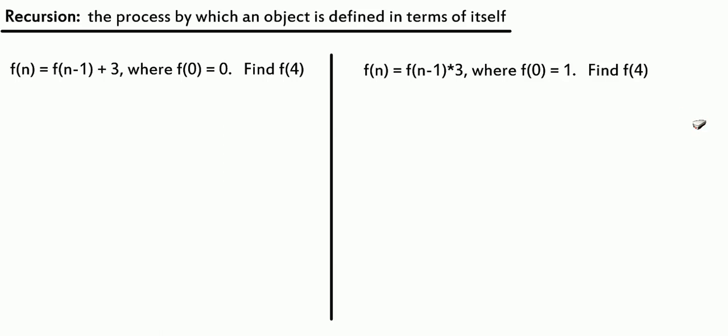Alright, in this video we're going to take a look at an important process in both math and computer science. We're going to look at recursion. Recursion is the process by which an object is defined in terms of itself. We have a sort of natural intuition to do this sometimes.